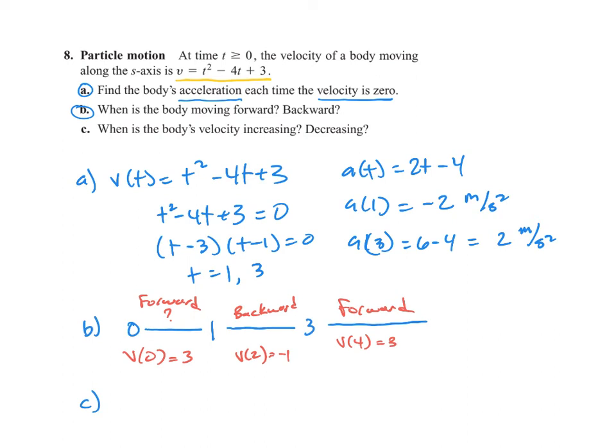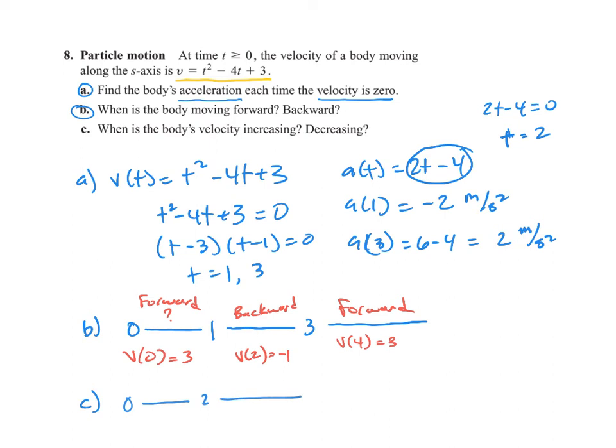For letter C, when is the velocity increasing and when is it decreasing? To figure that out, we need to talk about the acceleration because we're talking about the change in velocity. When acceleration is positive, our velocity is increasing, and when acceleration is negative, our velocity is decreasing. So I need to take a look at my acceleration function, which is 2t minus 4. I'm going to set 2t minus 4 equal to 0, and I find out that at 2 seconds, my acceleration is 0. That indicates that it's possible it could change from positive to negative at that point. So I'm going to basically do the same thing I did on the last problem. I'm going to draw a little picture here.